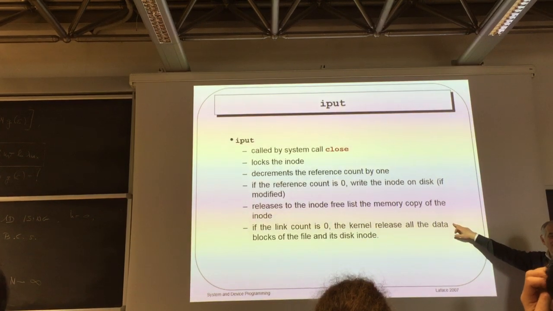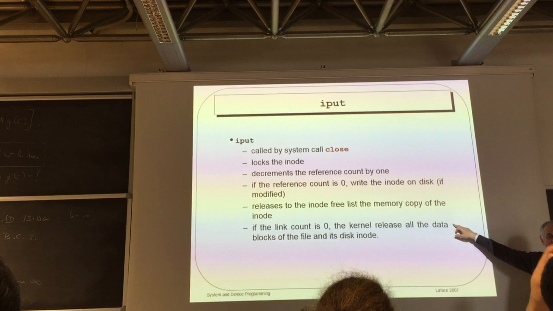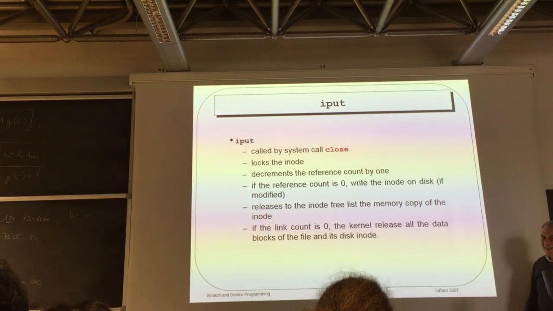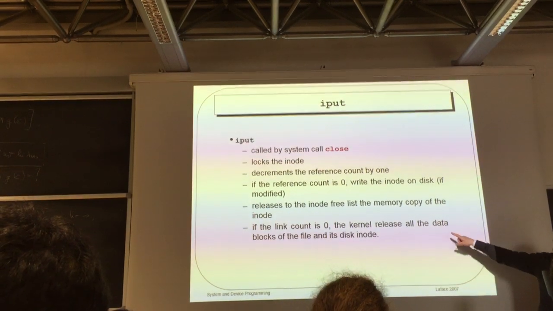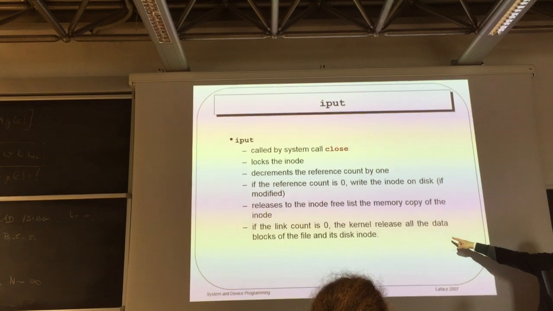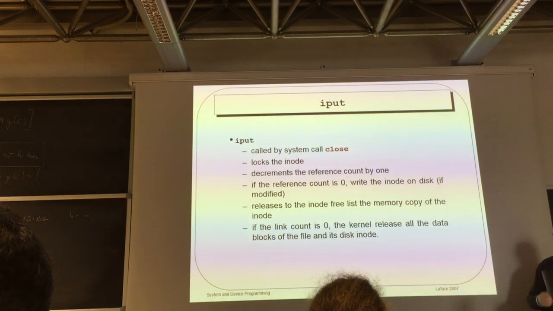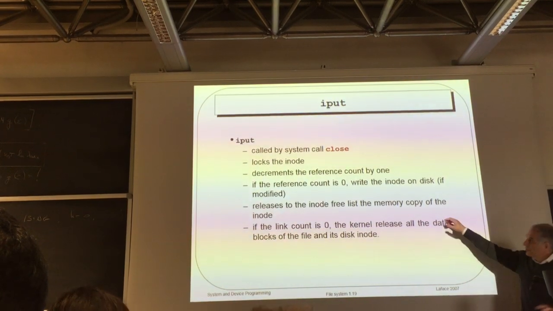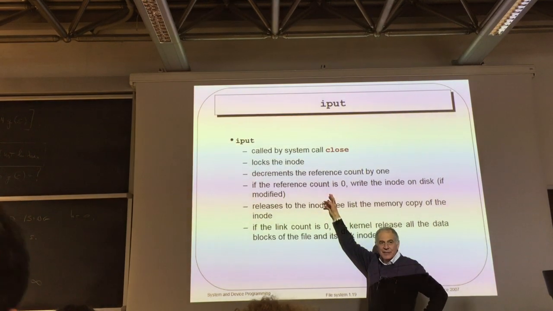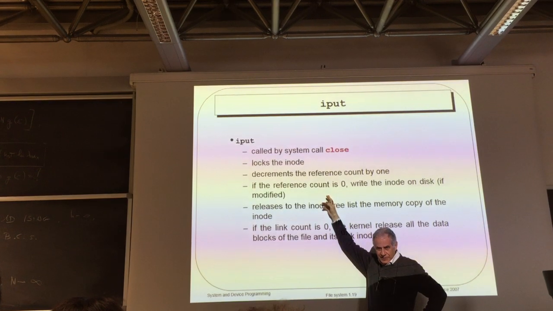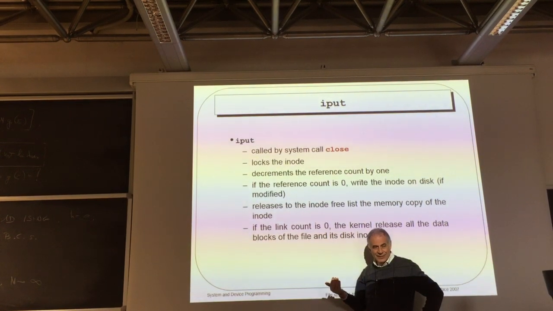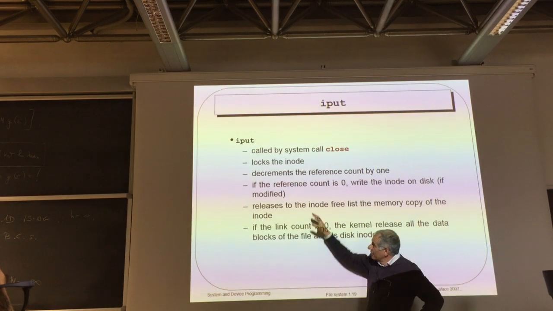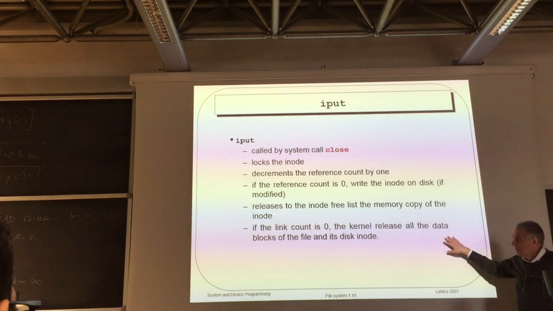Now, this is the strange part, the interesting part. Notice the last sentence. If the reference count is 0 and the link count is 0, the kernel releases all the data blocks belonging to this descriptor. What does it mean? If this condition is not satisfied, it means that the reference count is greater than 0. What does it mean? That some process has opened the file and keeps the file descriptor. The kernel doesn't release the data blocks.